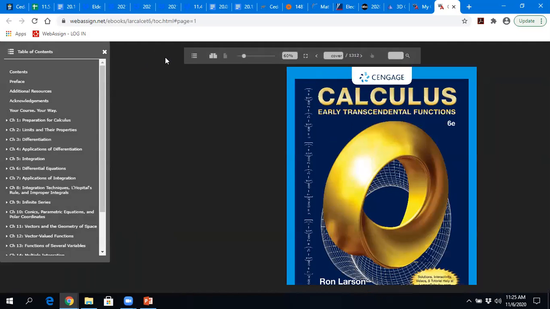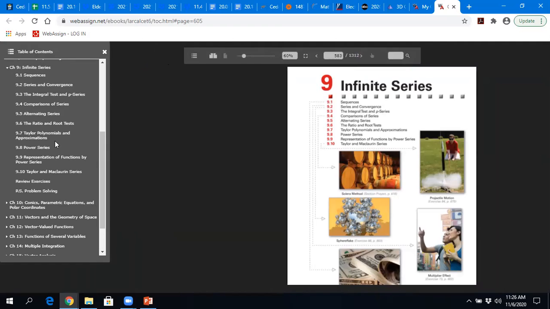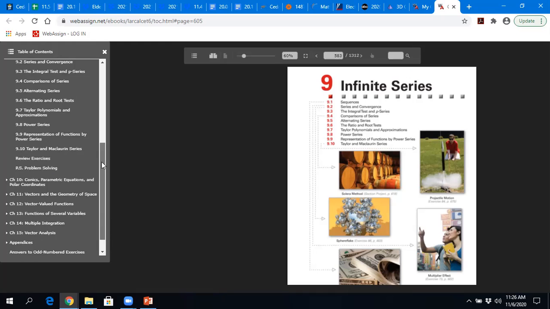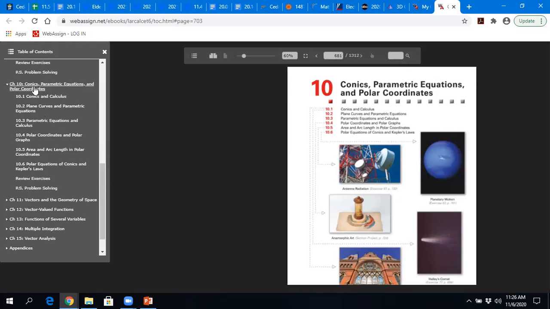Okay, so I actually just want to look through the table of contents. Okay, so in chapter 9, 9.7 and 9.8, again, we came up with formulas for the basic Maclaurin series, but we mainly used those in the last 2 sections. So representation of functions by power series and Taylor and Maclaurin series, the last 2 sections are going to be the ones with the emphasis. Chapter 10, conics, plane curves and parametric equations in calculus, polar coordinates and polar graphs.